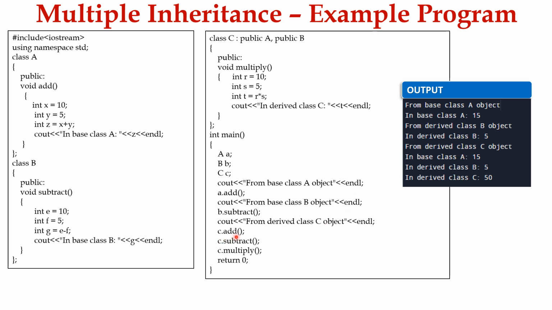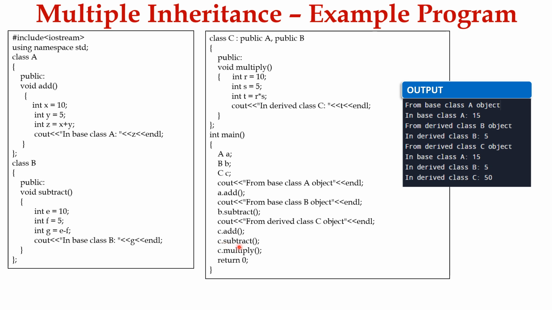Then c.add(). Using the class C object small c, we are accessing the function add, which is available in class A. As we have seen earlier, 10 plus 5 is added and displayed to the user using the cout statement. We can see in the output, in base class A, the value is 15. After executing the add function, the control again moves to the main method.